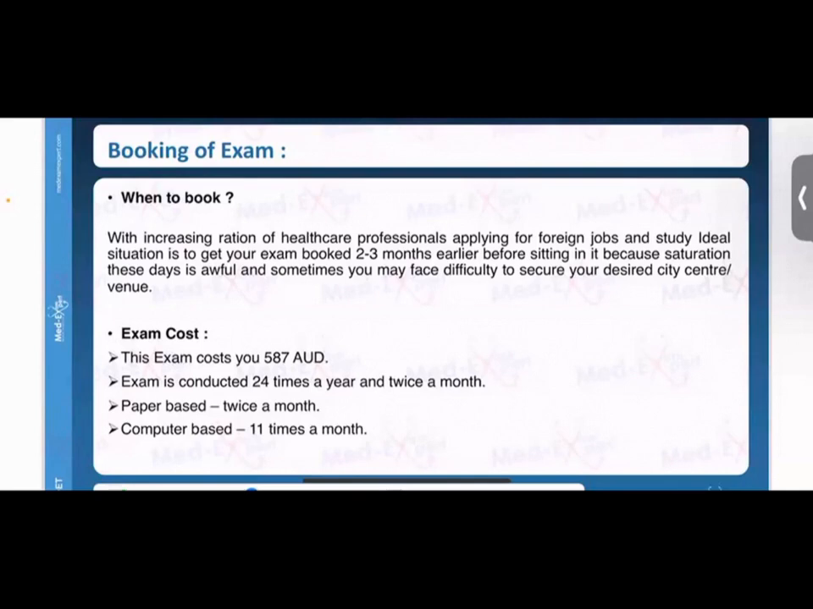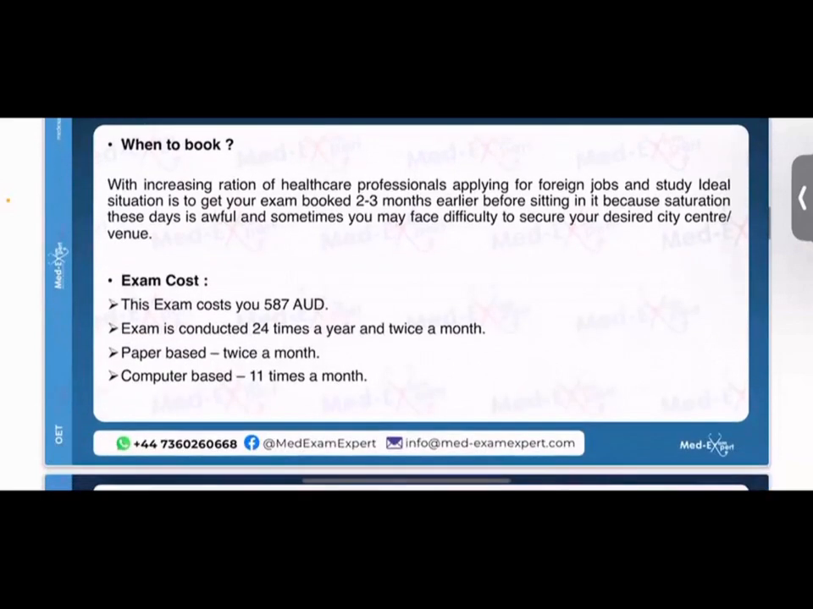So if you are planning to take OET very soon, I would advise you to please book it now, with a gap of 2 months, so that you would be able to get your desired slot in your desired city. The exam cost, as I mentioned, is 587 Australian dollars. The exam is conducted 24 times a year, twice a month.